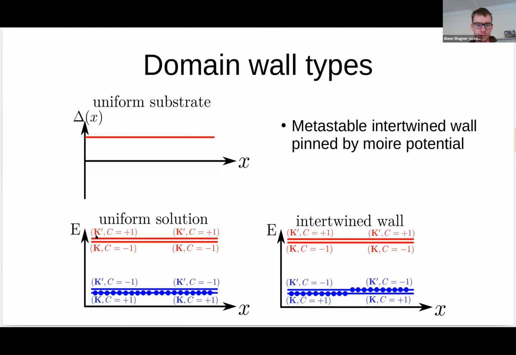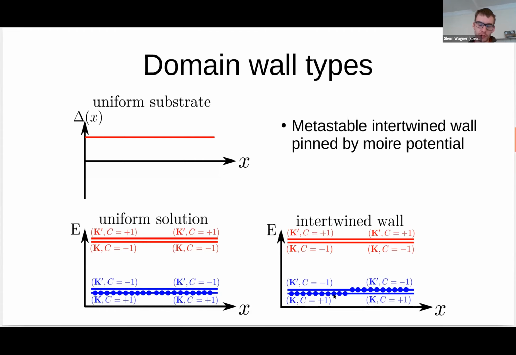We have these 4 bands. I'm leaving out spin for simplicity. So we just have 4 bands, and let me work at filling -3, meaning that we fill up 1 of these 4 bands. We see that the ground state, of course, is just filling up 1 of these bands completely on the left and the right of the system. I've labeled these bands by the valley and the Chern number. On the left, we occupy valley K Chern number +1, and on the right, we occupy valley K Chern number +1.